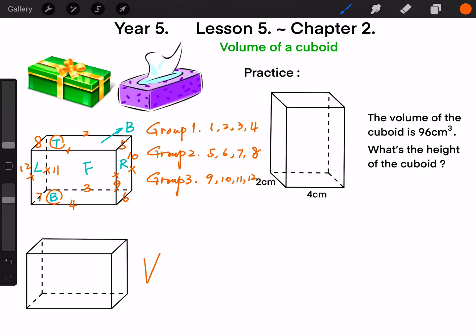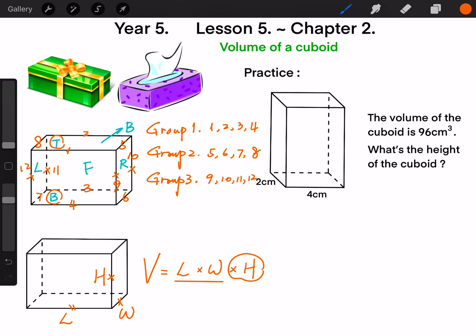Volume of a cuboid. If we say this is the length, this is the width, and this is the height, volume of a cuboid equals length times width times height. I would say volume of a cuboid equals area of a face times the height on this face.